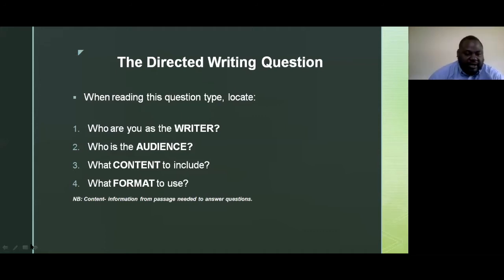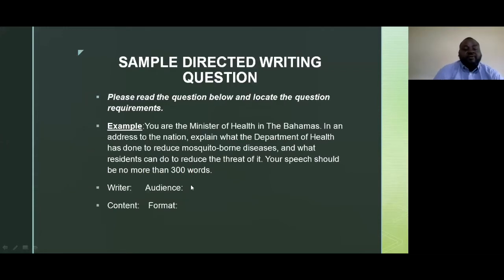We are now looking at a sample directed writing question. As you can see at the bottom, there are 4 specific things we must look for: the writer, the audience, the content, and the format. The instructions say to us, please read the question below and locate the question requirements.